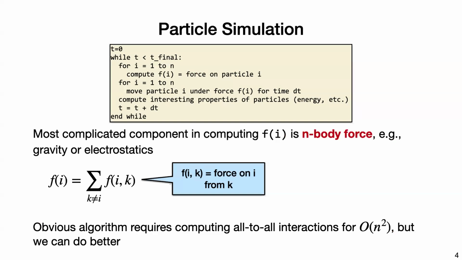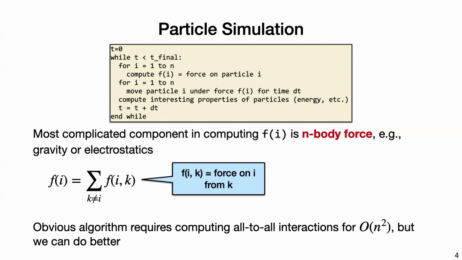So this is some high-level pseudocode of the type of simulations that people run for these things. You have some time, t, and while t is less than some t final, so you want to run this interaction for some number of time steps, you have n points, for i is 1 up to n, you compute some force, which is the force on particle i. And once you compute that force, you move the particle under force f of i for some time dt, which is related to the time step.